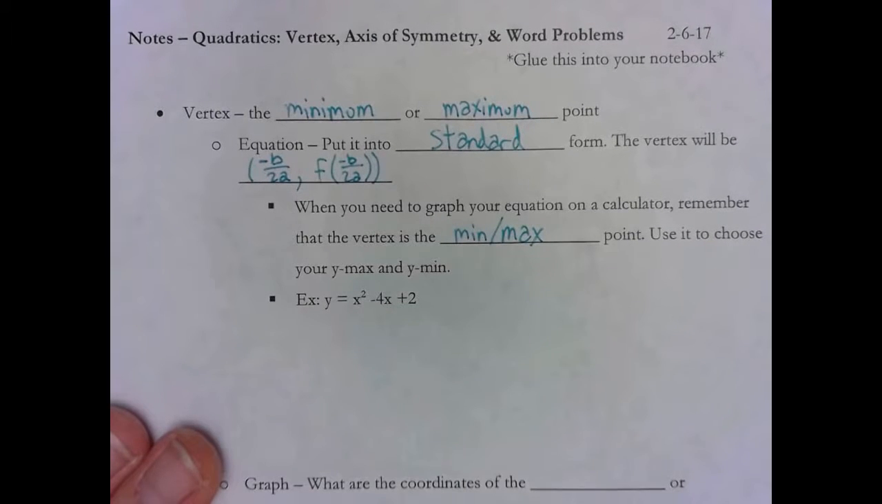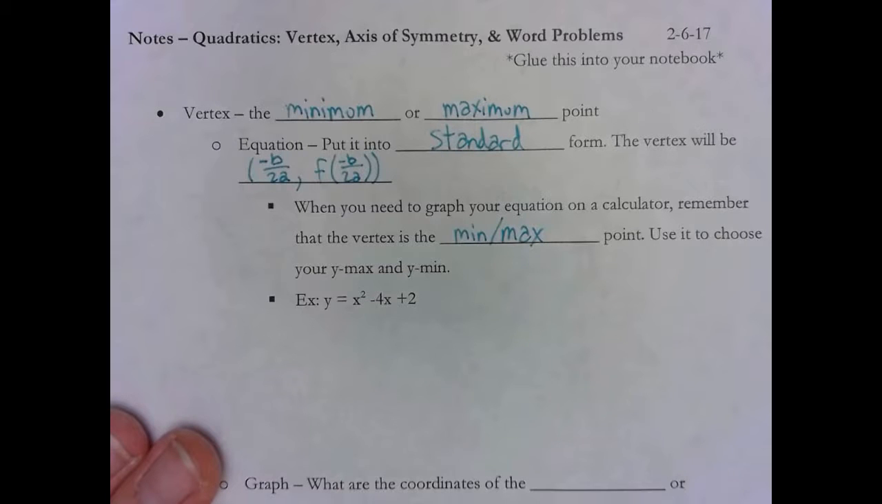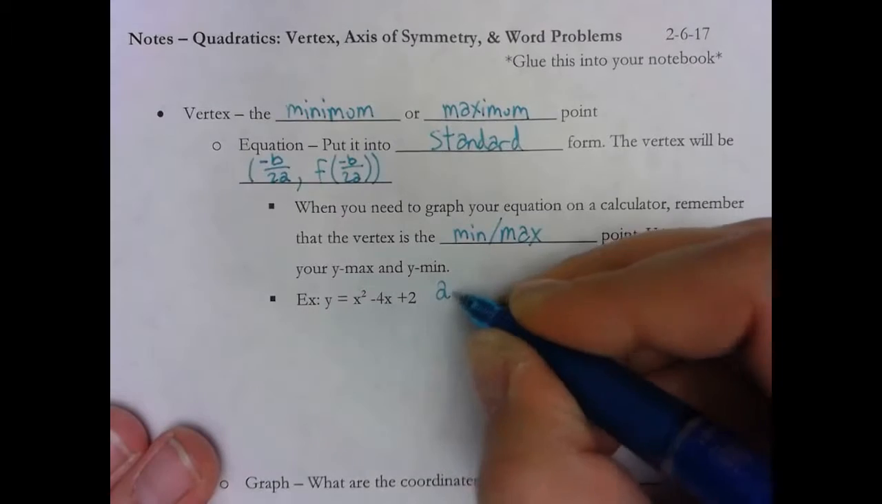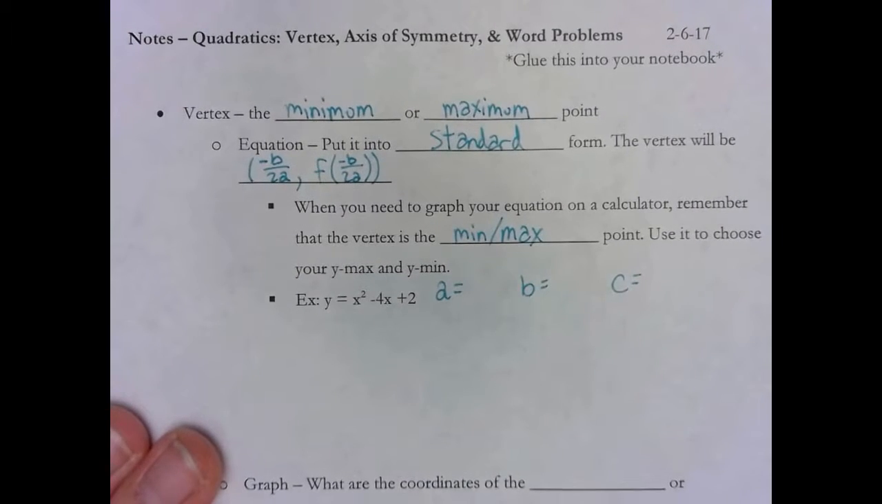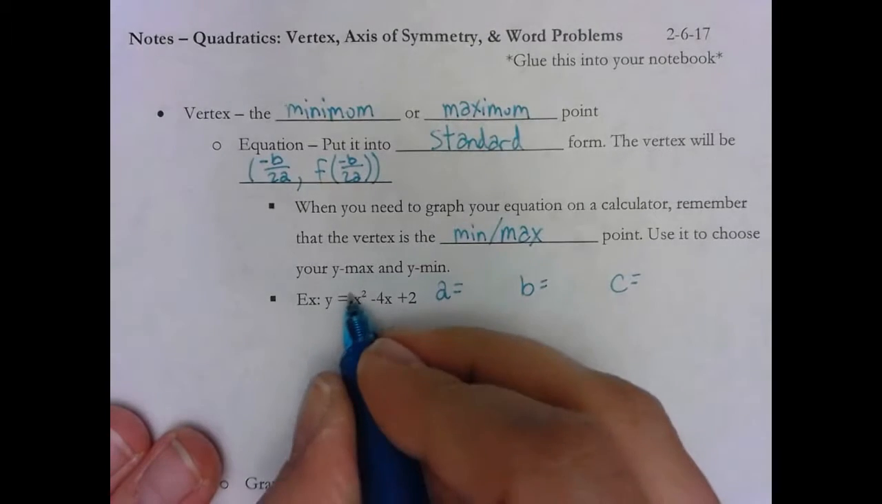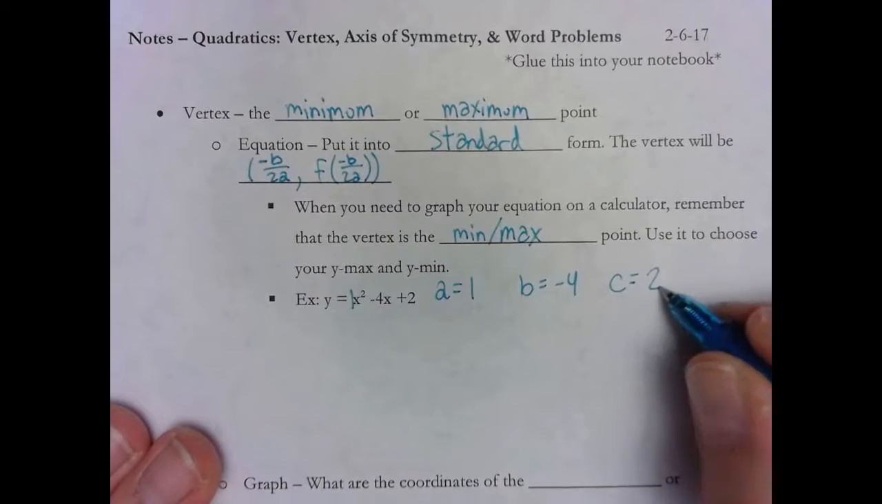We have this lovely equation. We want to find the vertex. So first, is it in standard form? Heck yes it is. Awesome. So we need to find the vertex. It'd be helpful to know what A, B, and C are. Well, A is 1 because there's a 1 hiding there. B is negative 4, and C is 2.